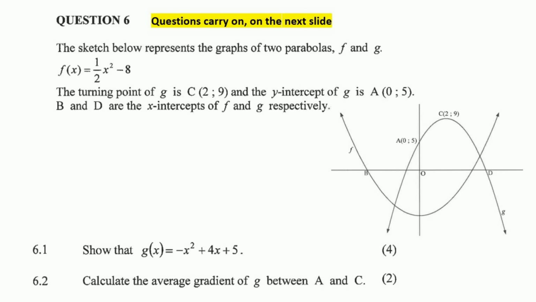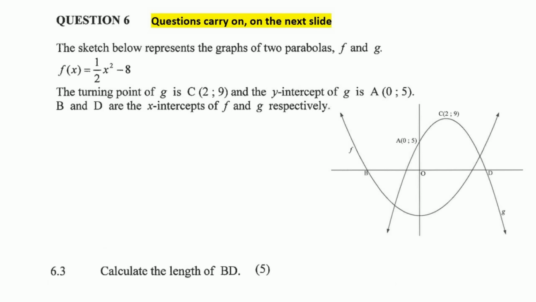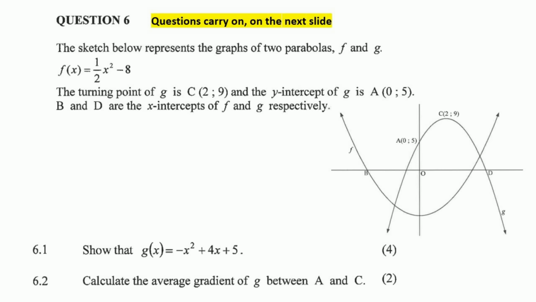So these questions are going to carry on onto the next slides. So here's 6.1 and 6.2, and then it does go to 6.3 and then 6.4. Okay, so the sketch below represents the graph of two parabolas, f and g. They give us the equation of f, okay, so just always make sure that's this one here. Then the turning point of g is (2, 9), the y-intercept (0, 5), b and d are the x-intercepts of f and g respectively. Show that the equation of g is that, for 4 marks.